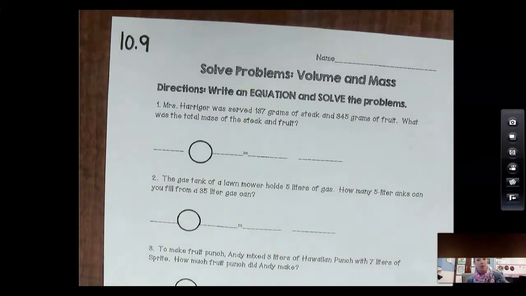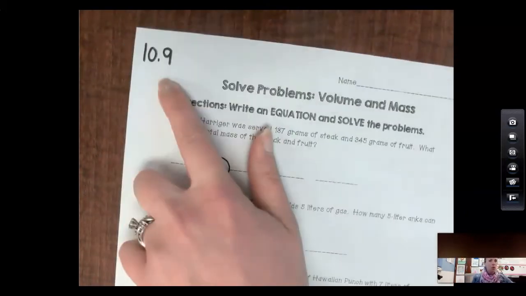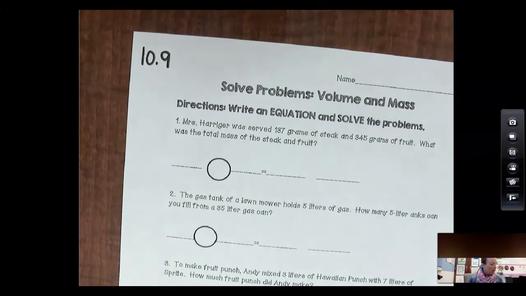You should have this paper in your packet. So if you could pull out the paper that says 10.9 in the corner, that would be awesome. We are going to be working on story problems today, which some of you can struggle with. So it's really important that you follow along and also look for keywords that can help you be successful in story problems. Let's go ahead and get started.